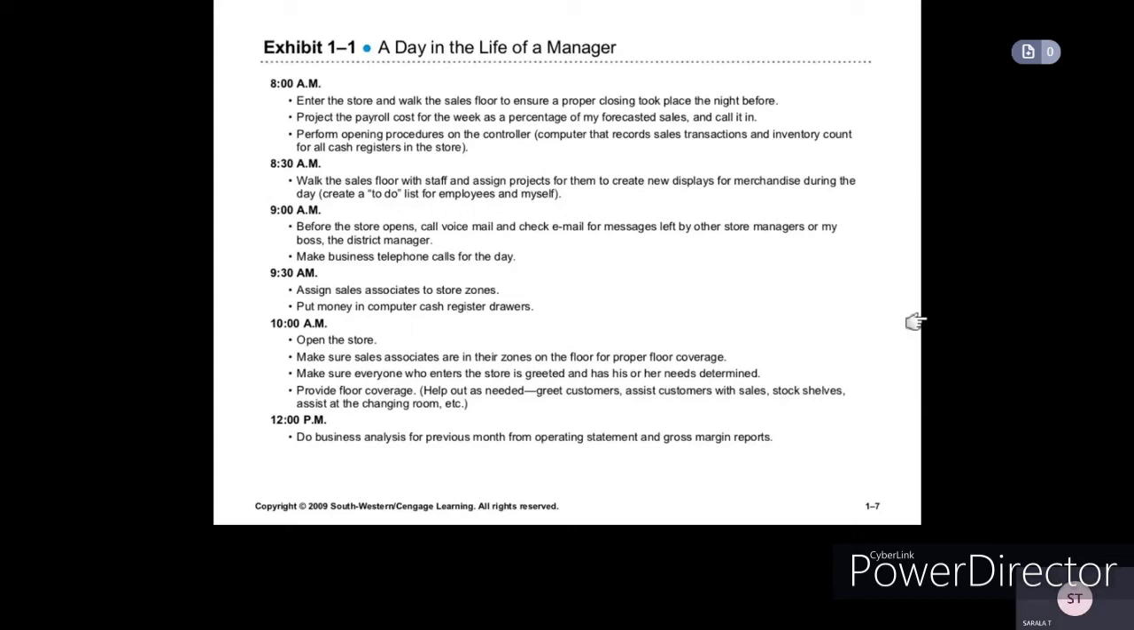At 9:30, assign sales associates to store zones. Whatever sales associates there are, you have to assign them to the store zones and put money in the computer cash register drawers. At 10 a.m., open the store and make sure sales associates are in their zones on the floor for proper floor coverage, and that everyone who enters the store is greeted and their needs determined. Provide floor coverage, that is, help out as needed, greet customers, assist customers with sales and stock shelves, assist at the changing rooms, etc.